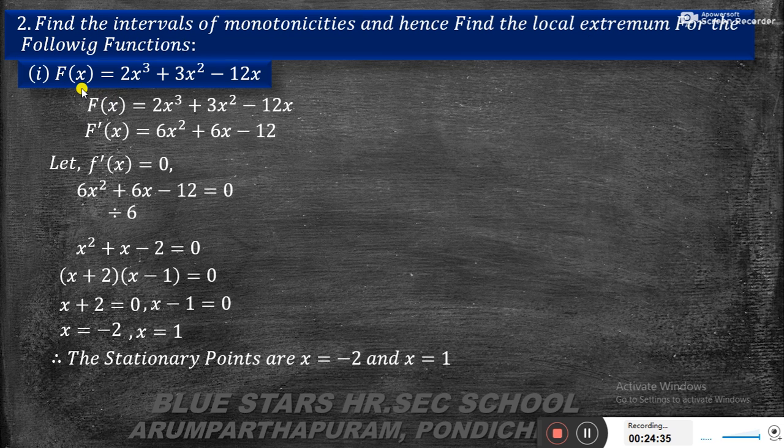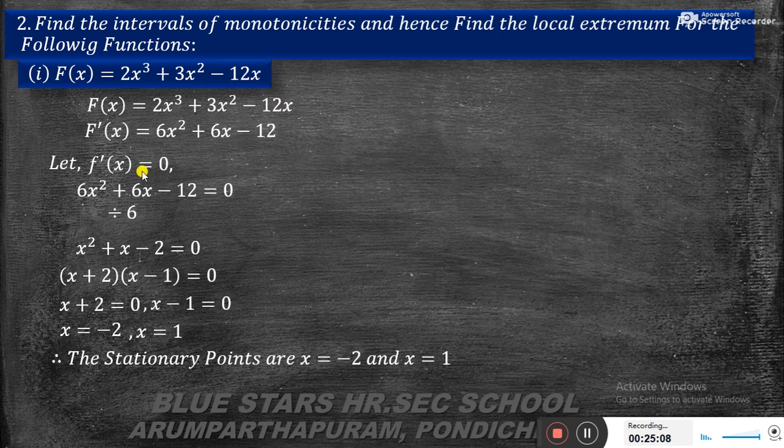So the first problem here, small f of x, not capital F of x, small f of x equal to 2x cube plus 3x square minus 12x. So I write the given function small f of x equal to 2x cube plus 3x square minus 12x. Now I take the differentiation with respect to x. So f dash of x equal to 2 into 3x square, 2 3s are 6x square, plus 3 into 2x, so 3 2s are 6x, minus 12. Differentiation of x is 1, minus 12.